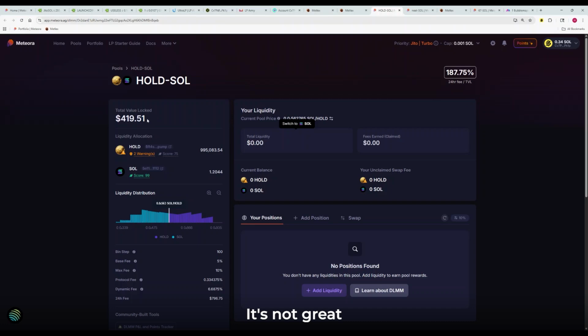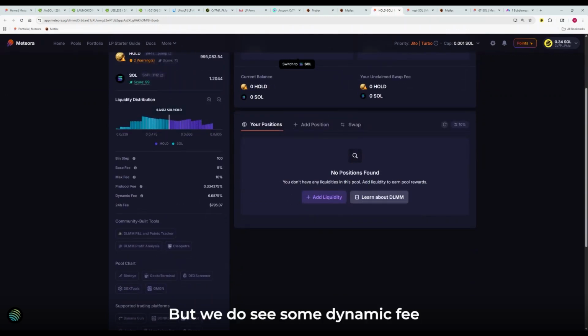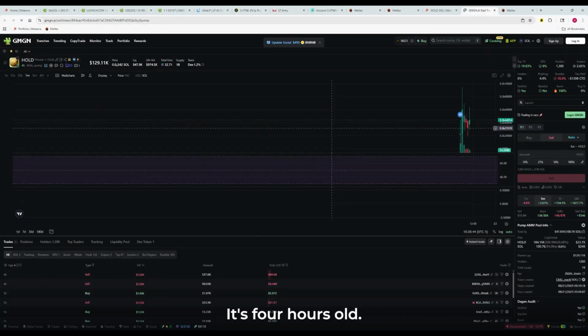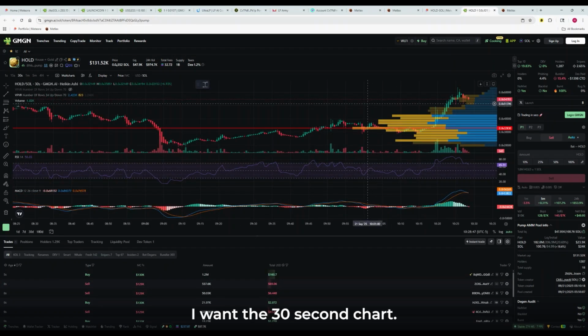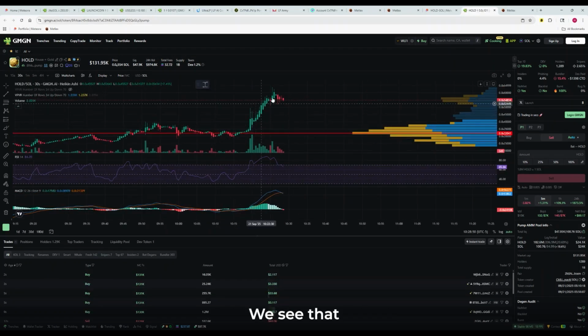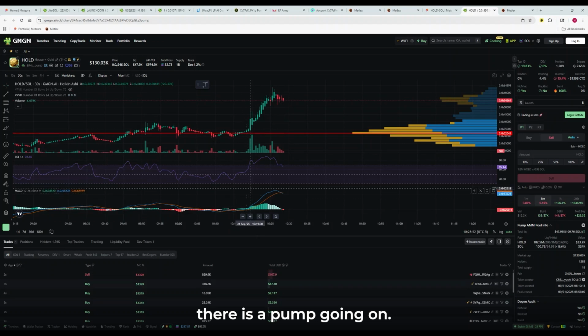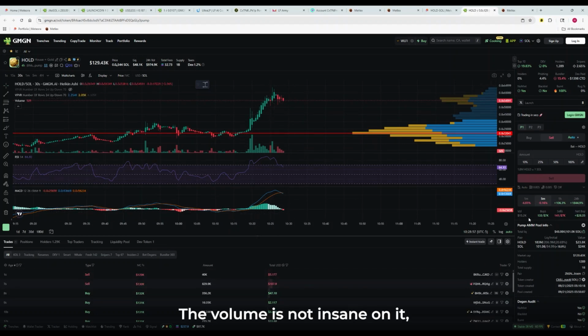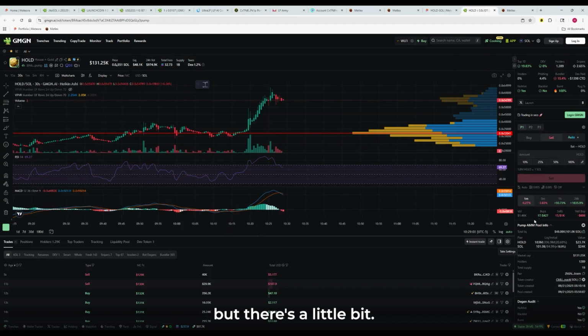It's not great because there is almost no liquidity here at all, but we do see some dynamic fee going on, 6% off of this. So what I would do on this one, we're going to look at the chart really quick. It's 4 hours old. I want the 30-second chart. We see that there is a pump going on. It's going to reverse here. The volume is not insane on it, but there's a little bit.